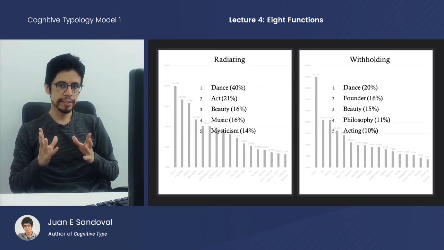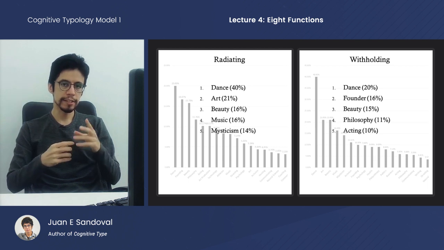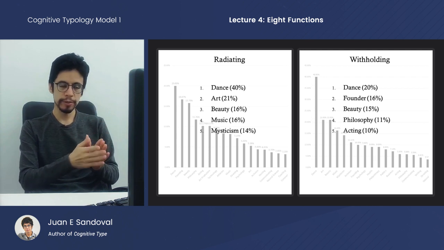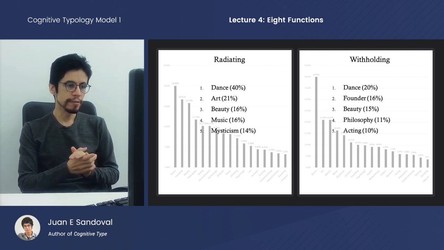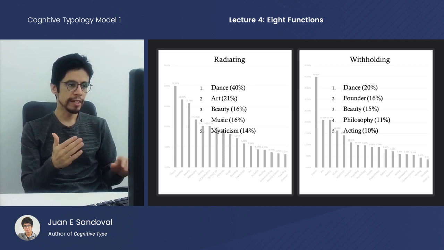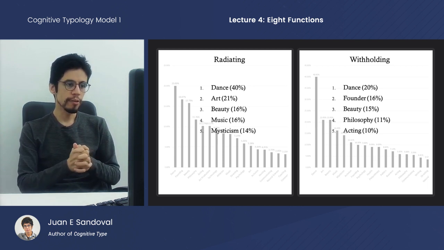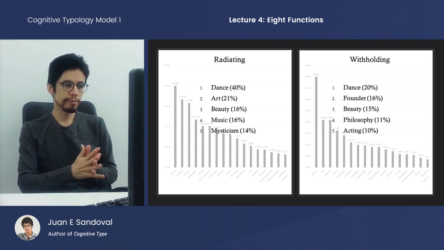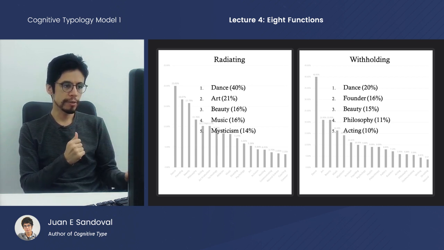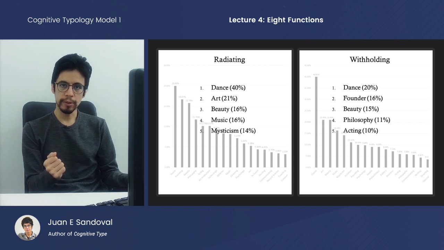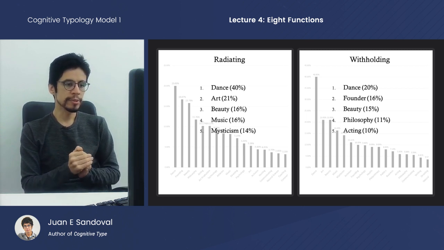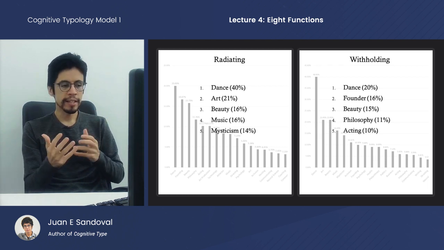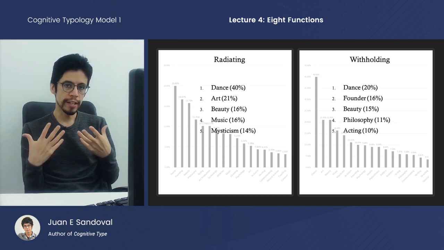Now, we did also measure statistical differences between the radiating types and the withholding types. But bear in mind, this is coming from a relatively small sample group. But even so, we did find some differences here. For example, the radiating types are represented in dance at a ratio of 40%, whereas the withholding types are represented in dance at 20%. So twice as much for the radiating types. The second one is art for the radiating types and being a founder for the withholding types. So the withholding types are more likely to take a conceptual idea and turn it into a startup, whereas the radiating types are more likely to focus on their own self-expression.